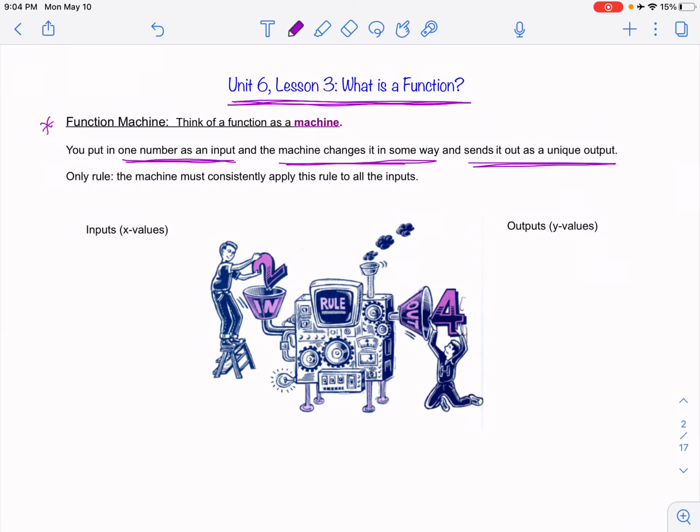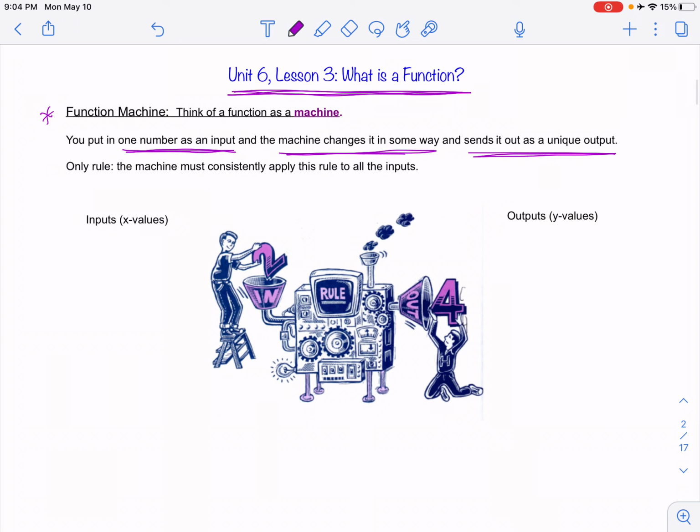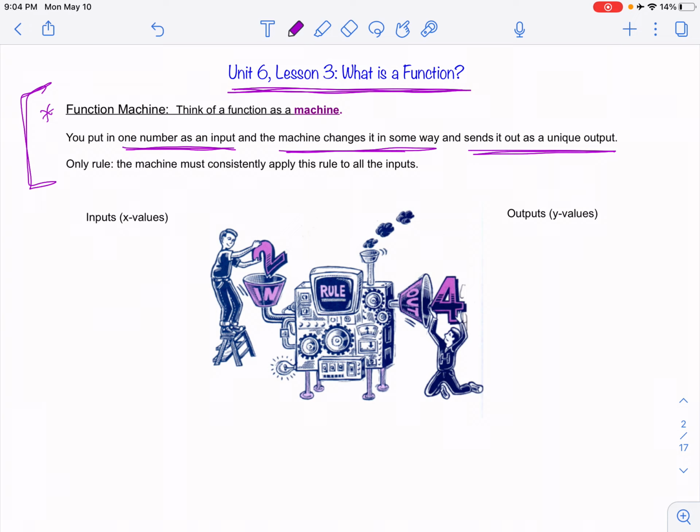as a unique output. Okay, so the function machine can be anything, or the rule can be anything, but it has to apply the rule properly. Okay, the function machine can't be broken. Then we would call this not a function. Okay, so if you want to press pause at any point in the video, press pause and write down what I have there, feel free. You don't have to write every single thing down, but try and maybe summarize this. All right, if you're back from writing this down, let's take a look at some examples here.